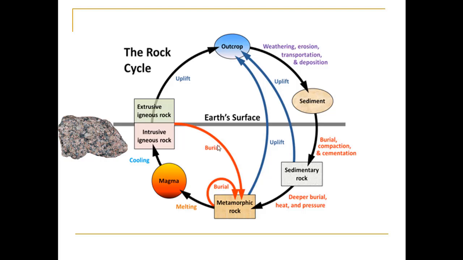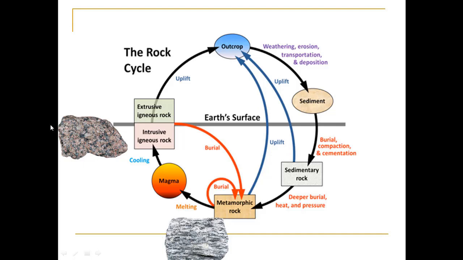Now due to intense heat and pressure, this granite rock may convert into a metamorphic rock. For example, granite can convert into a new rock called gneiss. Both the rocks are a very good example of igneous and metamorphic rock.